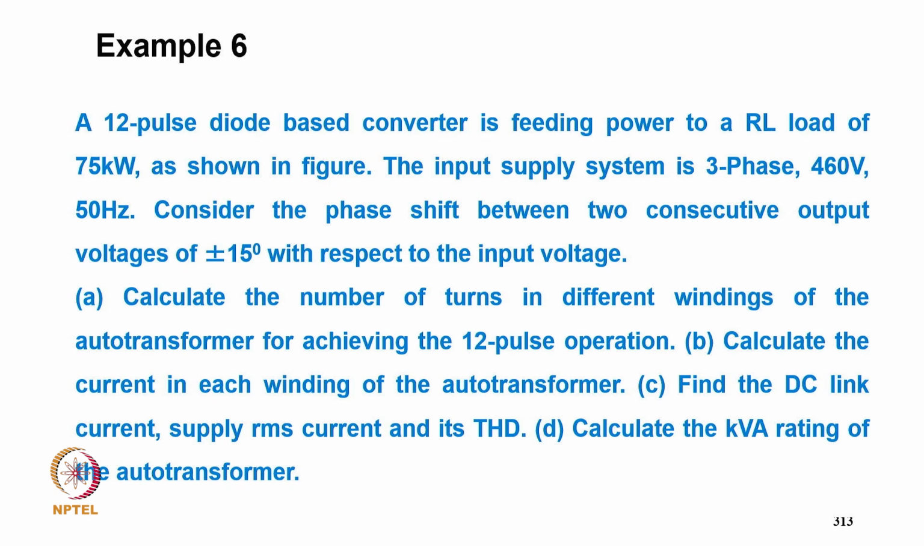Now example 6: a 12 pulse diode based converter is feeding power to an RL load of 75 kilowatt as shown in the figure. The input supply system is 3-phase 460 volt 50 Hz. Consider the phase shift between the two consecutive output voltages plus minus 15 degree with respect to the input voltage. A, calculate the number of turns in different windings of the autotransformer for achieving 12 pulse operation. B, calculate the current in each winding of the transformer. C, find the DC link current, supply current and THD, and D, calculate the kVA rating of the transformer.